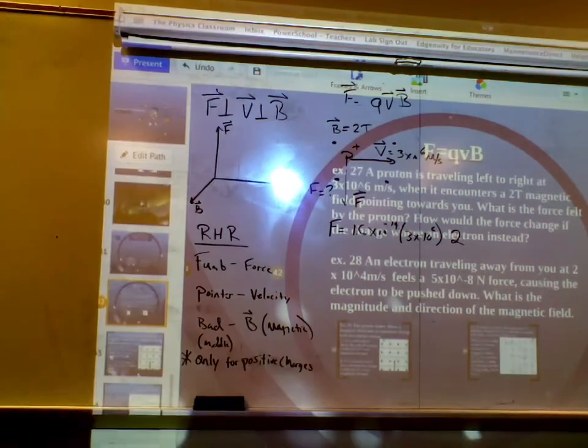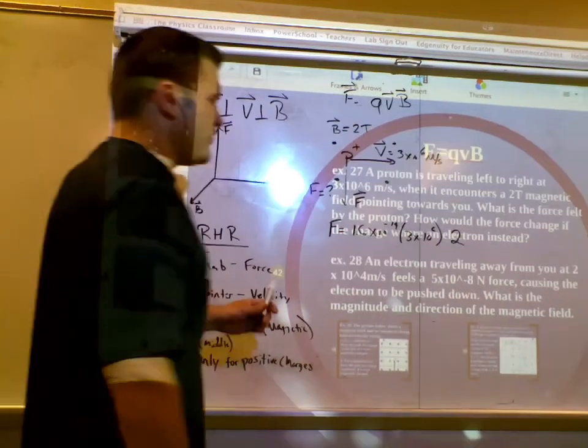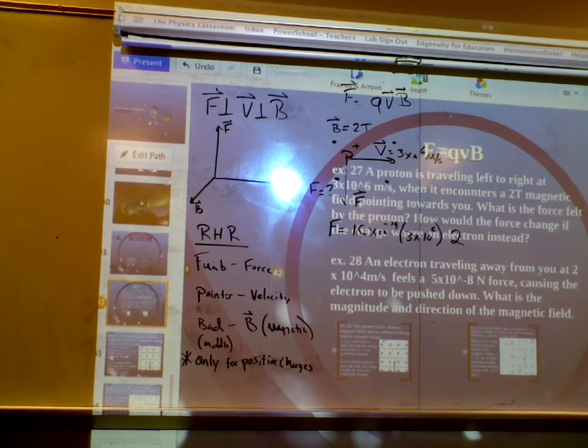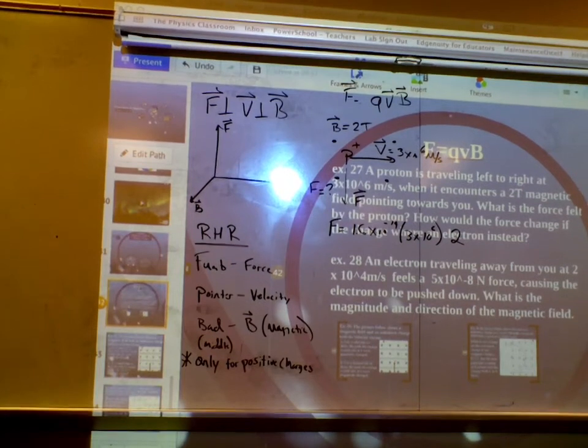All right, example 28. An electron is traveling away from you at 2 times 10 to the 4th meters per second and feels a 5 times 10 to the negative 8 Newton force, causing the electron to be pushed down. What is the magnitude and direction of the magnetic field? I want you guys to do this one start to finish. Draw the picture, and figure out the force, the magnetic field, magnitude, and direction.